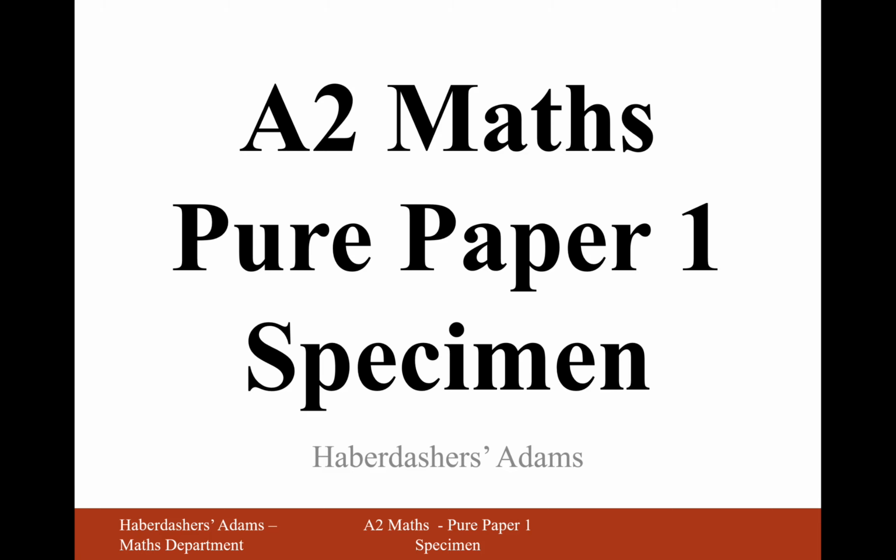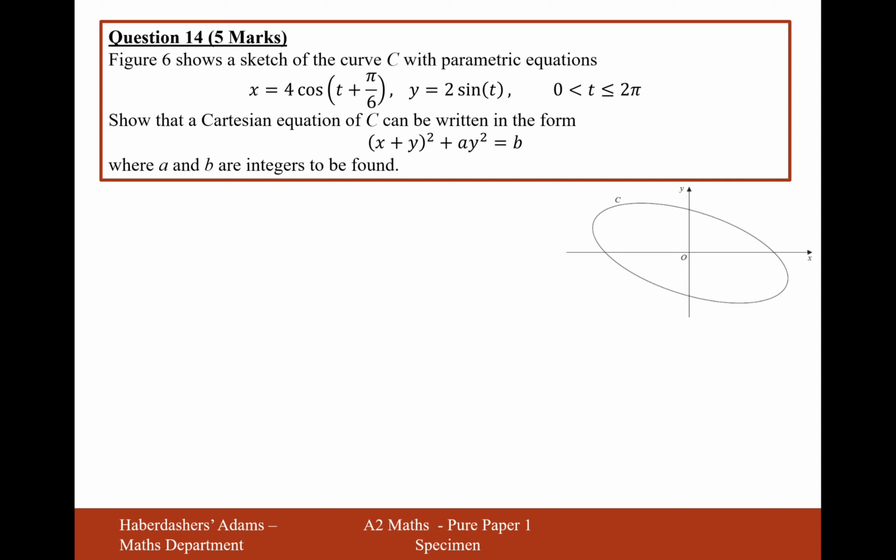This is Specimen Paper 1 and here we're looking at question 14, the final question on Specimen 1, before we move on to Specimen 2 of course. So figure 6 shows a sketch of the curve C with parametric equations x equals 4 cos(t plus pi by 6) and y equals 2 sin t. Show the Cartesian equation of C can be written in the form of this expression here, where a and b are integers to be found.